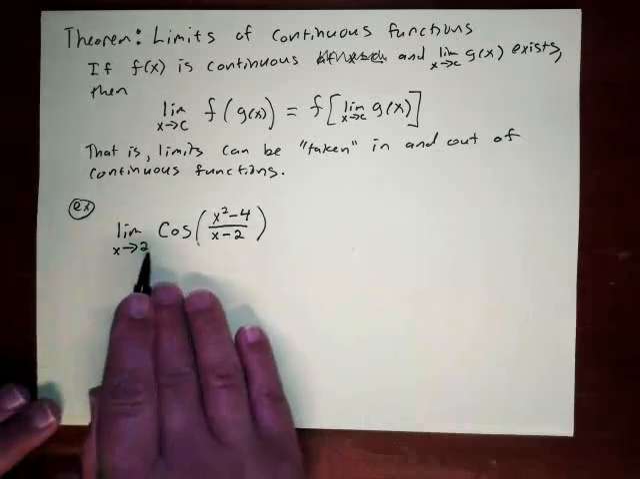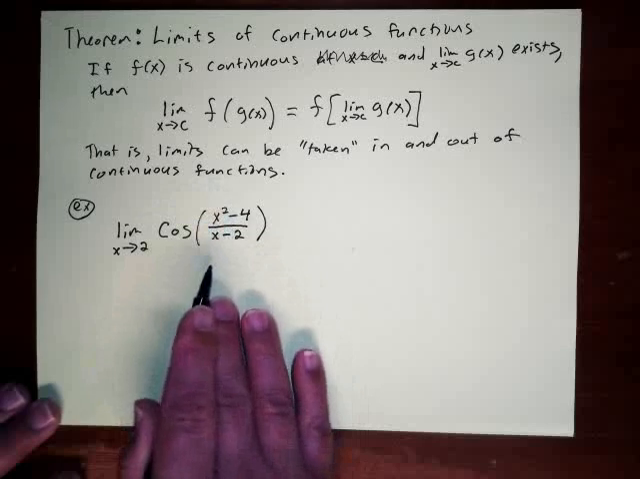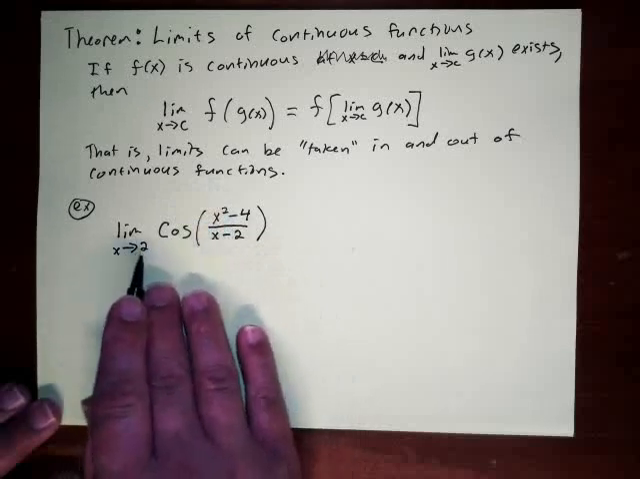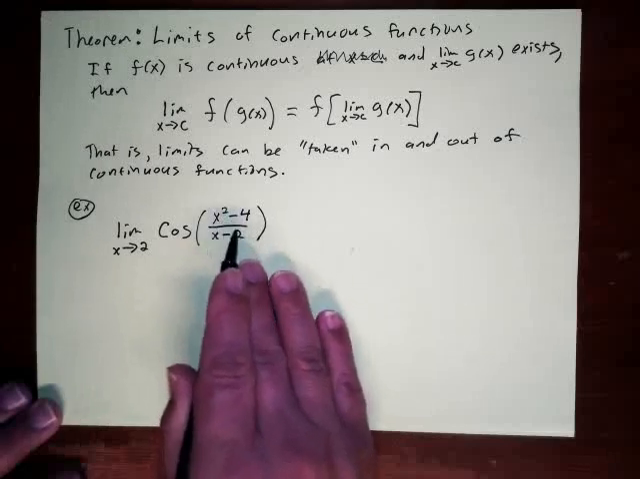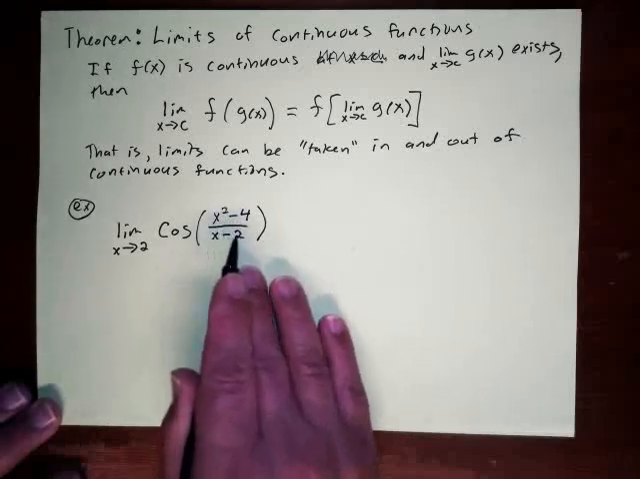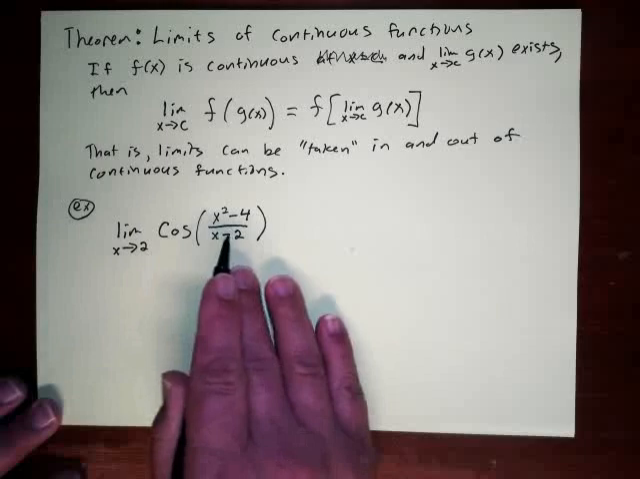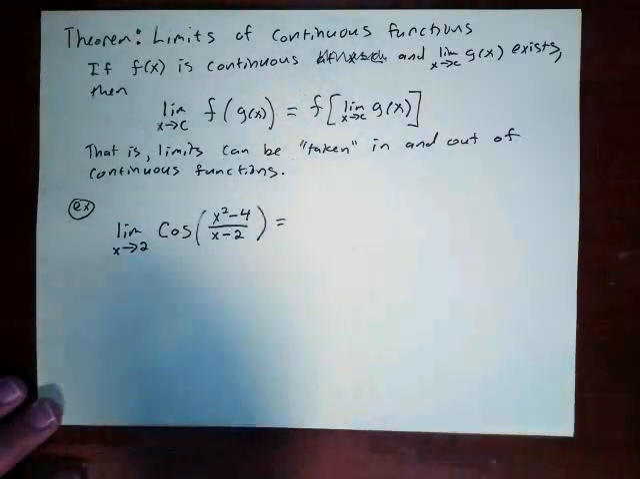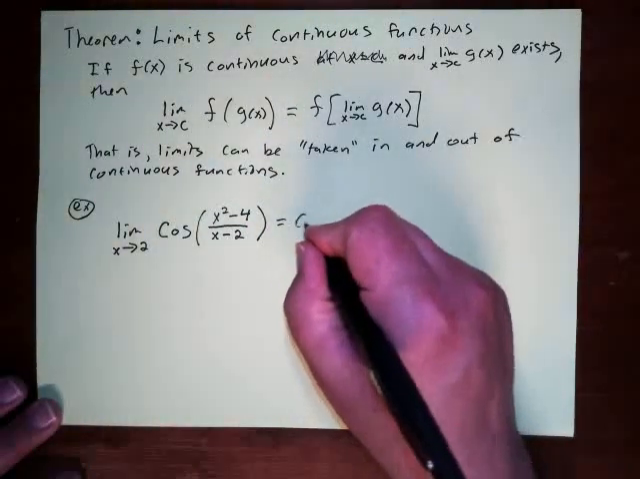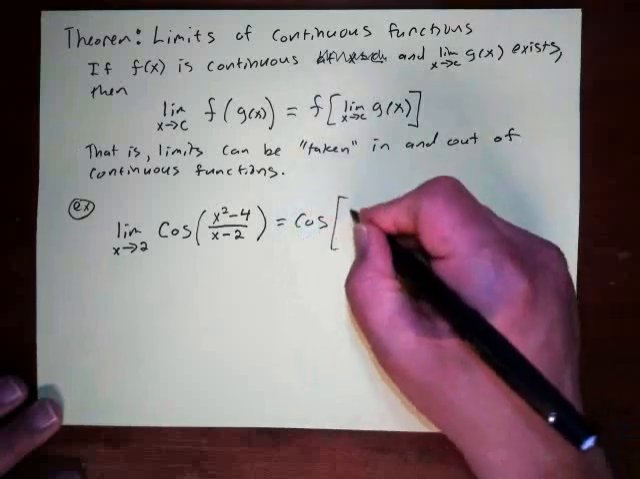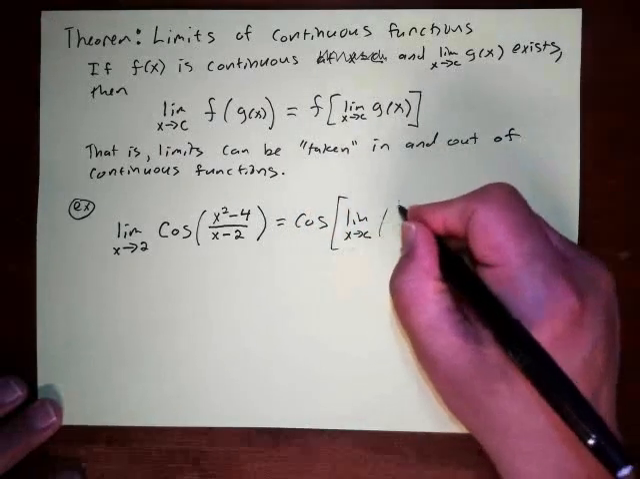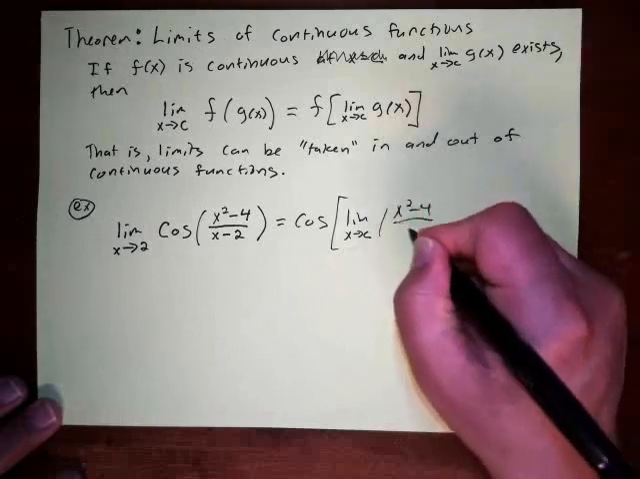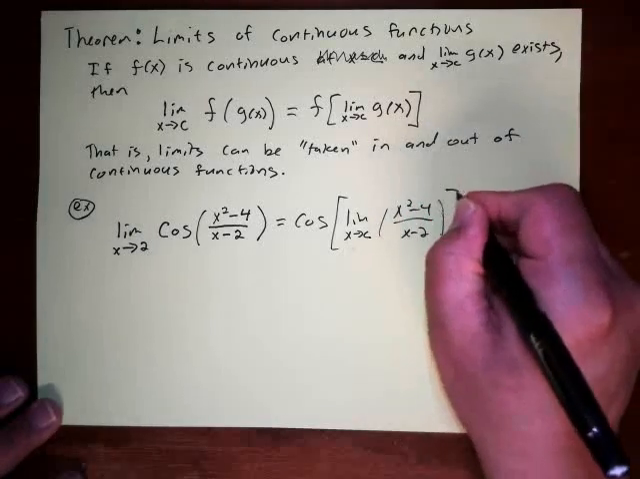So I got this, the limit of cosine of some crazy thing, right? Now I can't just plug in 2 here because this would be undefined. Here, I'd get a 0 in the denominator. But what I can do is I can say this is equal to the cosine of the limit as x approaches c of x squared minus 4 over x minus 2.